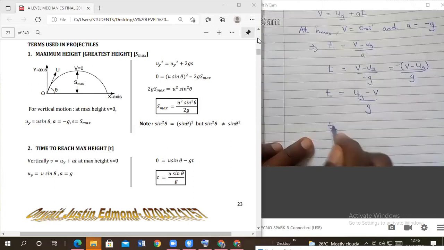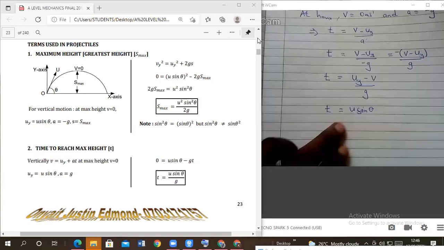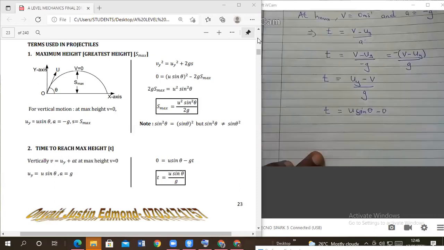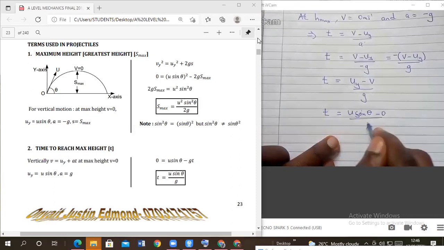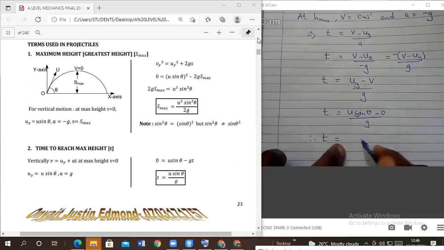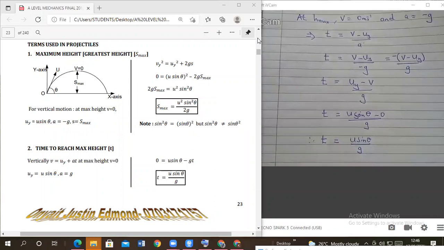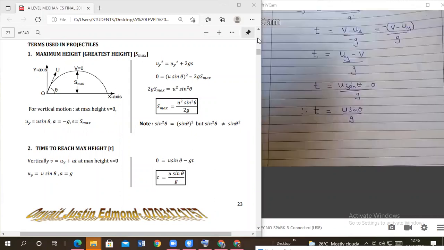So T is equal to Uy, which is U sine theta, minus 0, over G. Therefore, the time taken to reach maximum height is given by U sine theta over G. As simple as that. Remember, always, if you cannot remember the formula, then know how to derive it. That's why I'm taking you through that. Okay?